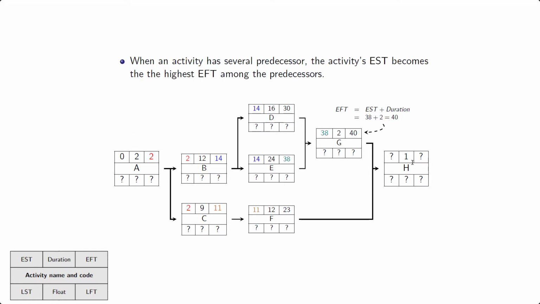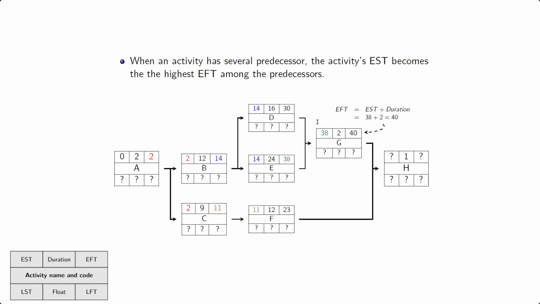Next here, we're not going to do H just yet, because we need to figure out G first. So we cannot figure out any activity here before we have all of the immediate predecessors. So we're going to start here with G. And G now here is a bit different situation. So far, every single activity had only one immediate predecessor, but G here has two immediate predecessors.